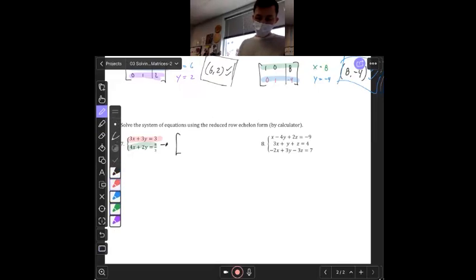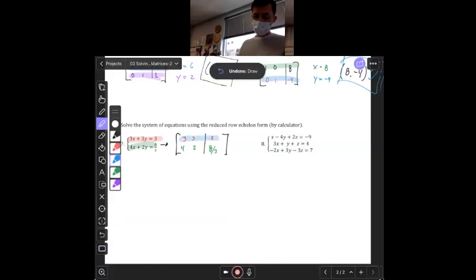So we get 3, 3, augment bar 3, and then 4, 2, augment bar 8/3. Just write it as a fraction. And we also have to know how big our matrix is. Remember, that's rows by columns. There's 2 rows by columns 1, 2, 3, so that's a 2 by 3.